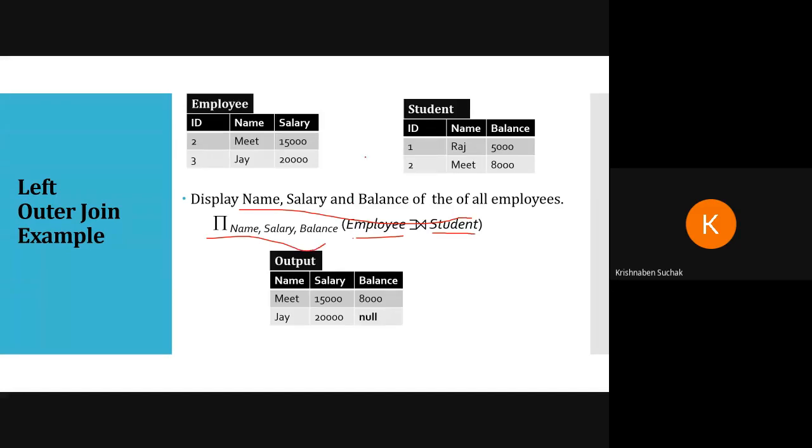So how will I get the balance along with salary? I do not have balance in the employee table. How will I combine these two tables? I will perform the outer join operation. So here I am writing employee, left outer join, student.